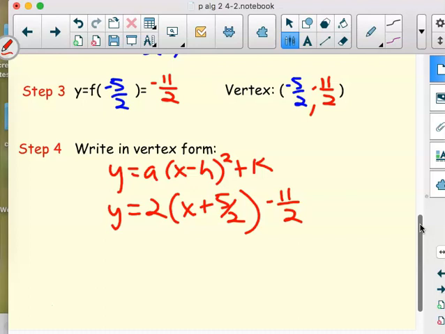You may have noticed what took the longest about this whole problem was finding this negative 11 halves. And again, if you want to do that totally with the graphing calculator, feel free to do that.